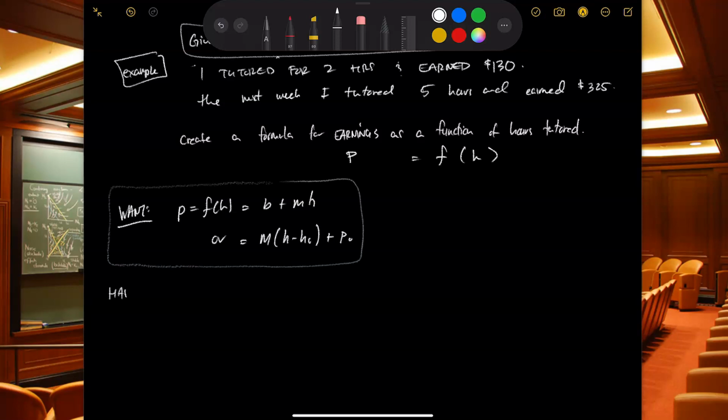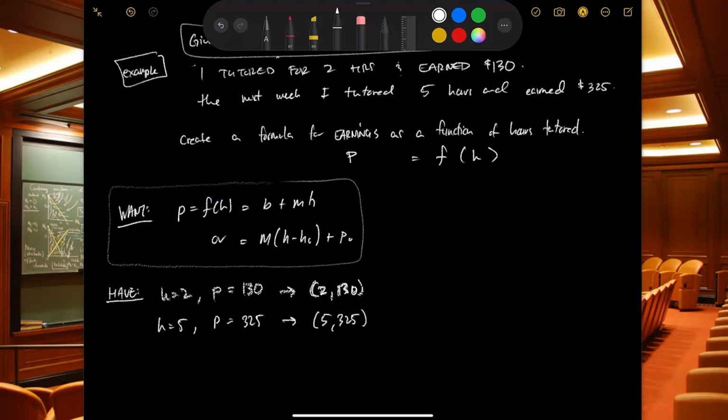What do we have? Well, we have 2 data points given. 2 hours earned $130. So when H equals 2, P equals 130, which gets me a point (2, 130). And we know that when H equals 5, when I worked 5 hours, my payment was $325. So I've got 2 points.